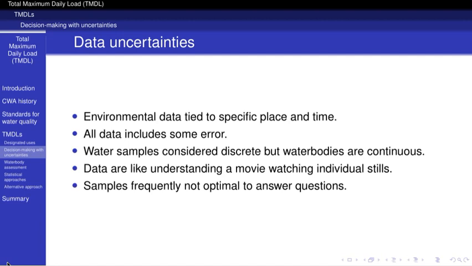What I mean by this is that all environmental data, and especially data from aquatic ecosystems, provide a series of individual pictures and is similar to understanding a movie by watching a series of still shots. Also, in the context of environmental regulatory science, spatiotemporal data are rarely sampled at places or times optimal for answering a specific regulatory problem, such as assessing water quality in a river network to develop and allocate a TMDL.